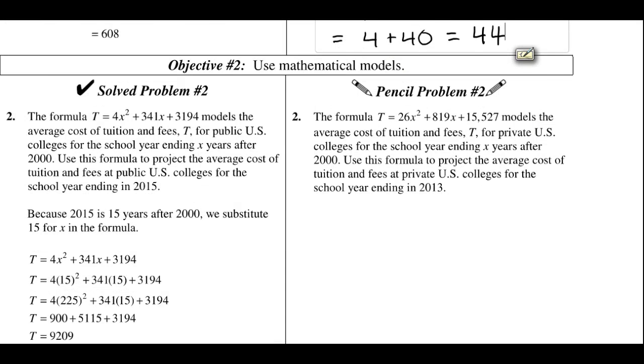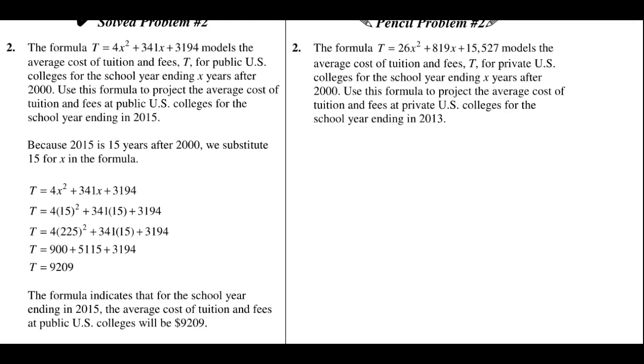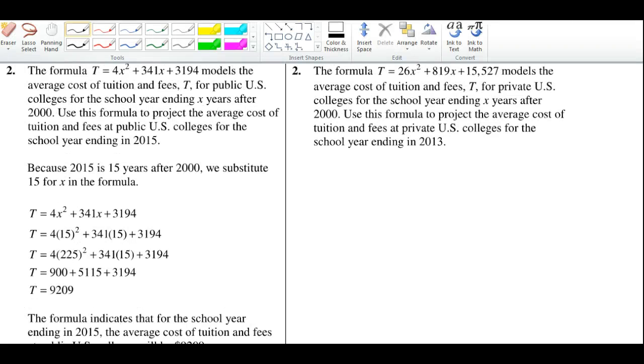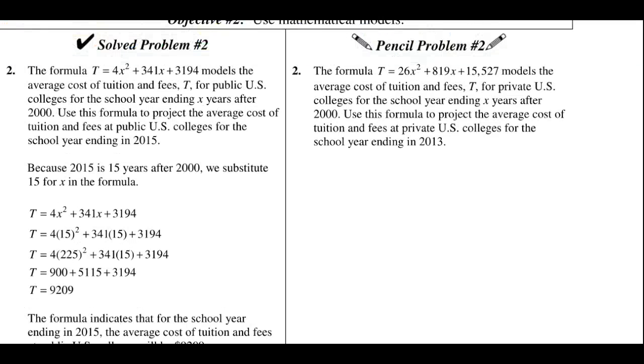So this next problem is a bit of a word problem. Let's see what they're asking us to do. It says the formula P equals 26 times x squared plus 819 times x plus 15,527 models the average cost of tuition and fees T for private U.S. colleges for the school year ending X years after 2000.